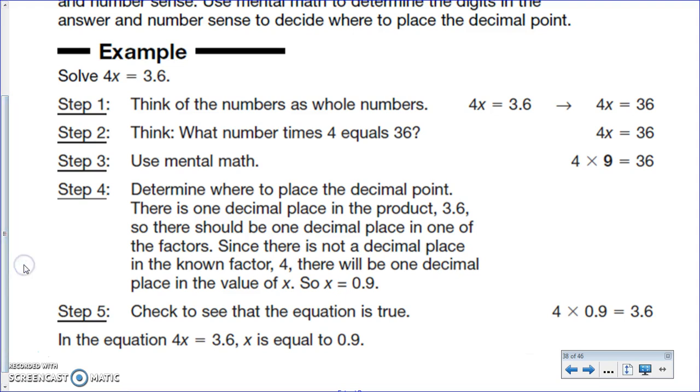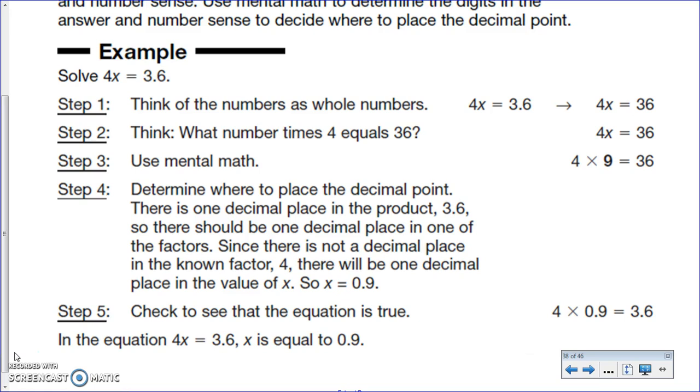Step 1, think of the numbers as whole numbers. So think of it as 4x and 36. What number times 4 equals 36? Well, we know 4 times 9 equals 36. So then we determine where to place the decimal point.